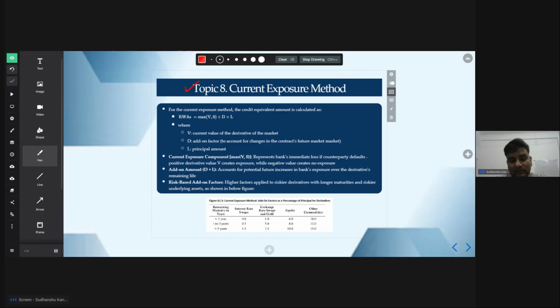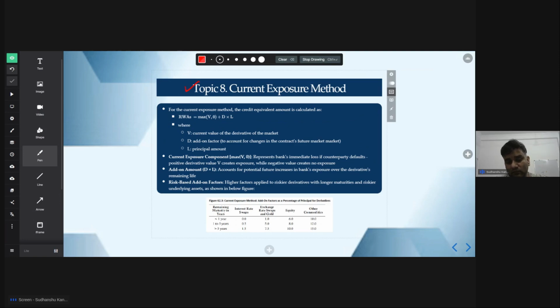Then we have add-on factors, which depend on your instrument type and remaining maturity. Interest rate swaps have low add-ons relative to equities or commodities. In the example, for an interest rate swap with remaining maturity of less than 1 year, it is 0%, for 1 to 5 years it is 0.5%, and for greater than 5 years it is 1.5%. You have a table in front of you that you can refer to.